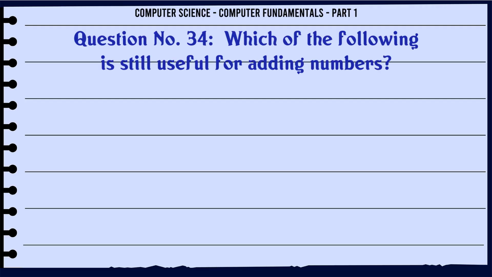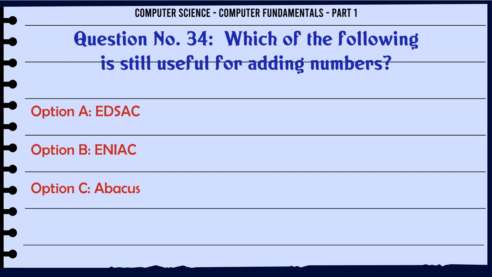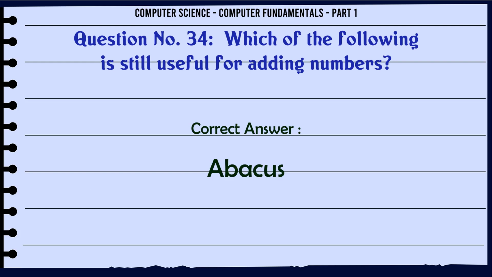Which of the following is still useful for adding numbers? A. EDSAC. B. ENIAC. C. Abacus. D. UNIVAC. The correct answer is Abacus.